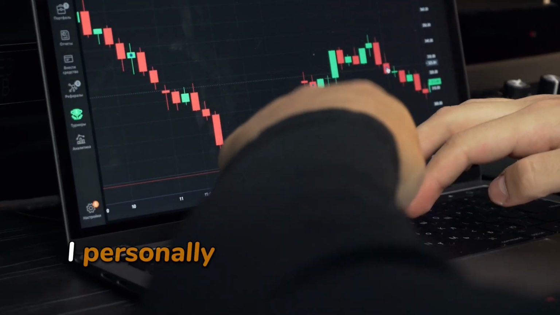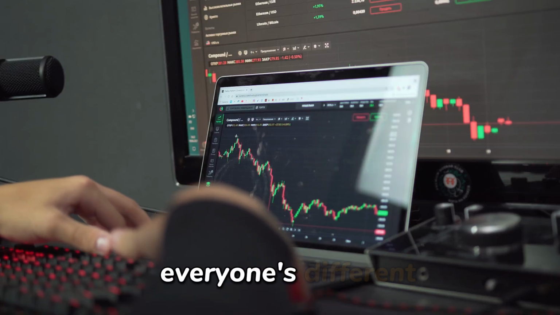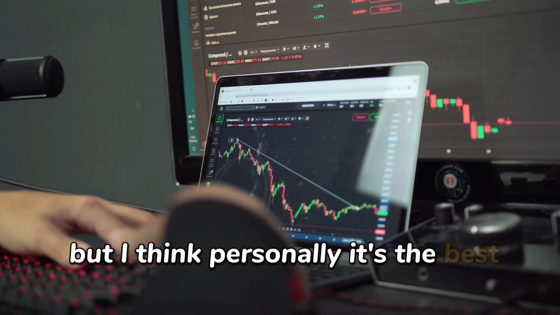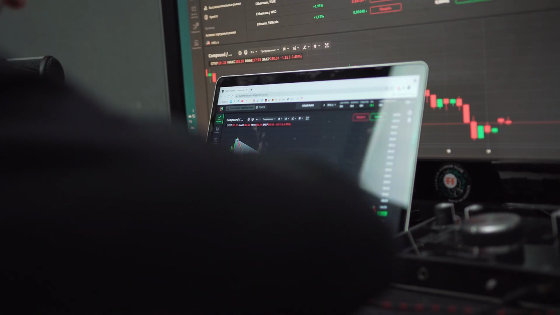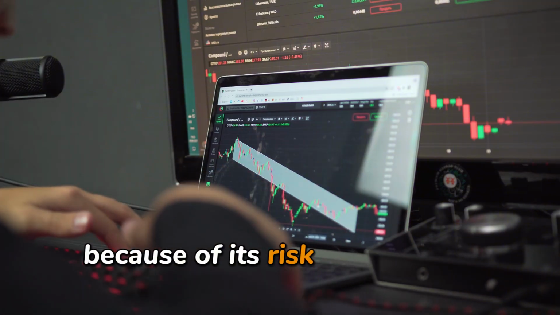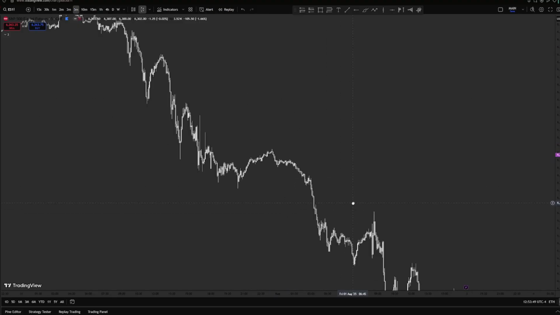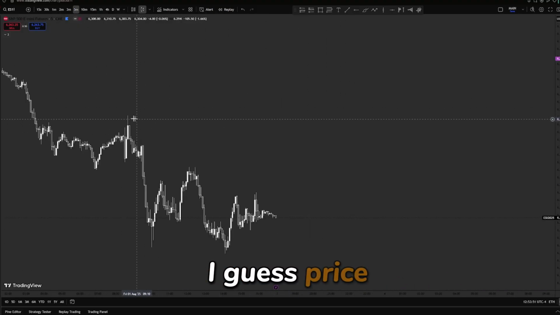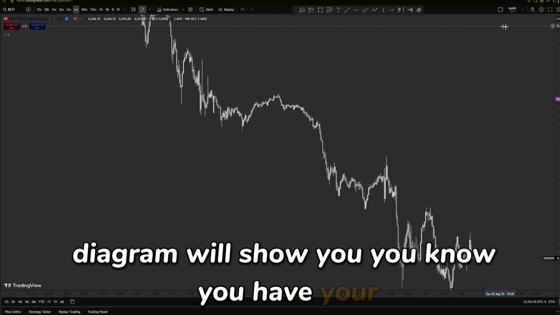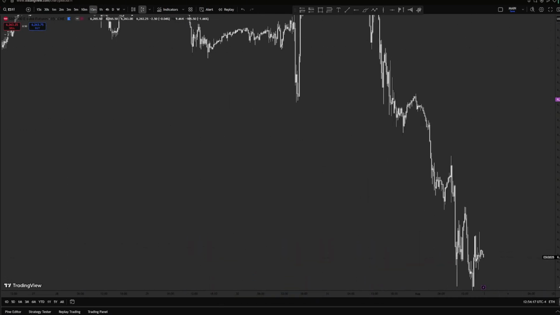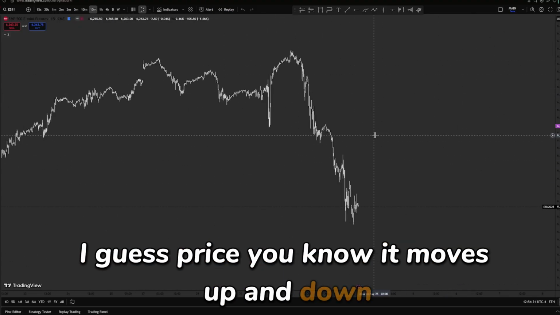Now, again, I personally trade futures because that's what I like the most. Everyone's different, but I think personally it's the best market to get into because of its risk to reward. So this is typically what your average, I guess, price diagram will show you. You have your price, it moves up and down.